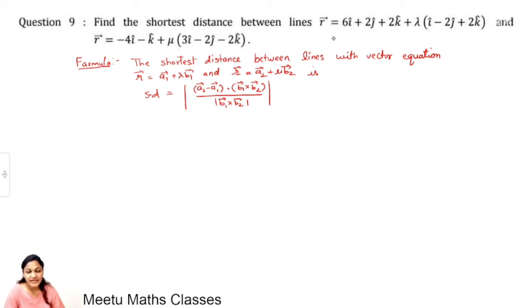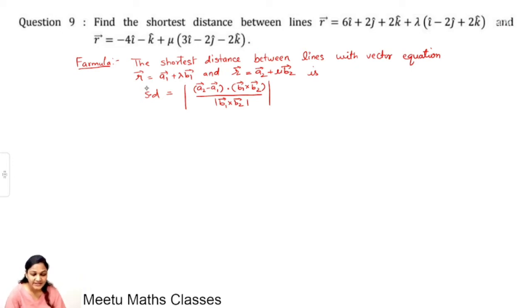Your first line is r equals 6i plus 2j plus 2k plus lambda times (i minus 2j plus 2k), and your second line is r equals minus 4i minus k plus mu times (3i minus 2j minus 2k). And there is a formula of shortest distance between two lines if you are given the vector equations of two lines.